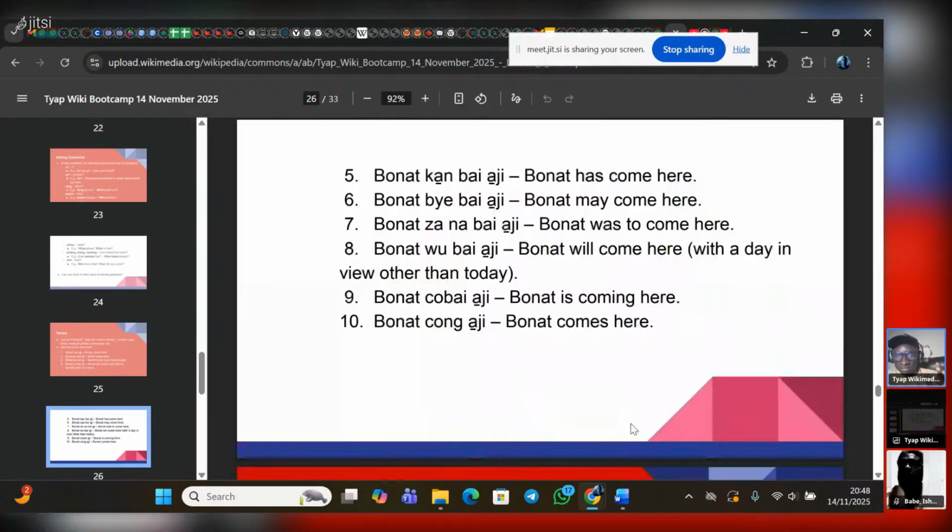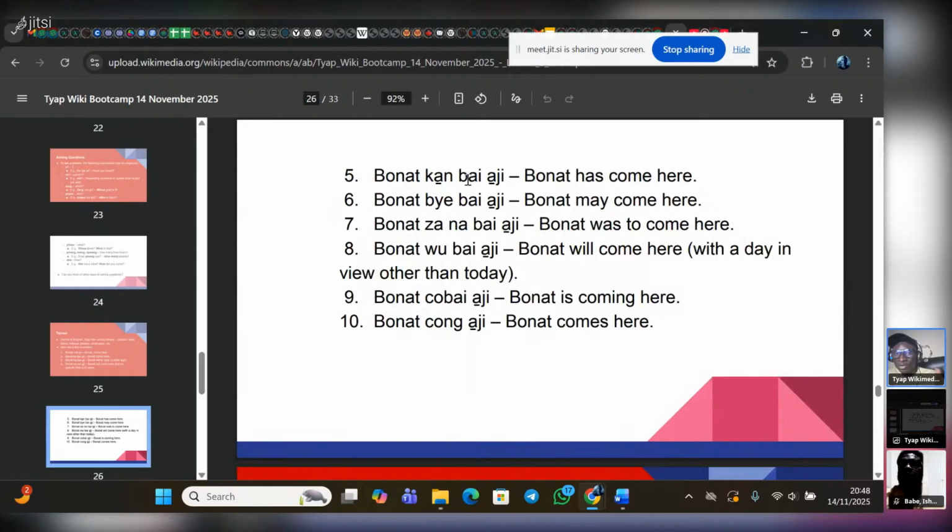Then the next one is Bonat kambayeji, Bonat had come here, or Bonat has come here. This kan is saying that Bonat has come here either a minute ago or yesterday or 2 days ago or even 10 days ago or 10 years ago, but Bonat has come here. This one is just the future equivalent of na. And then Bonat bebayeji, Bonat may come here. You are not certain, but you know Bonat said he is going to come.